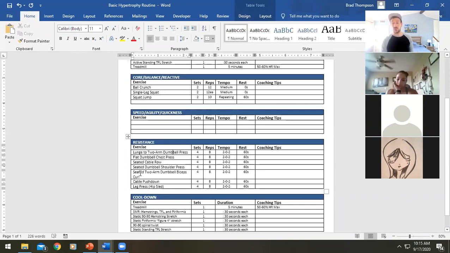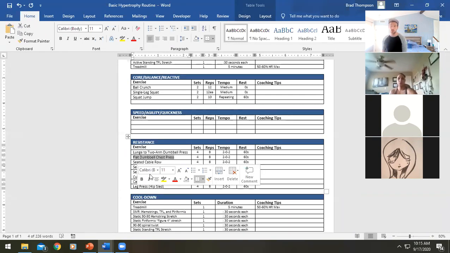Now, for the sake of the resistance section, here's the thing. You probably do want to change up your exercises. We've already been doing a lot of these, like that flat dumbbell chest press. We've been doing it for 8 weeks at this point, right? And generally you want to change your exercises every 4 to 8 weeks. 4 to 6 if you ask a lot of people. But we're going to go ahead and just keep it the same.